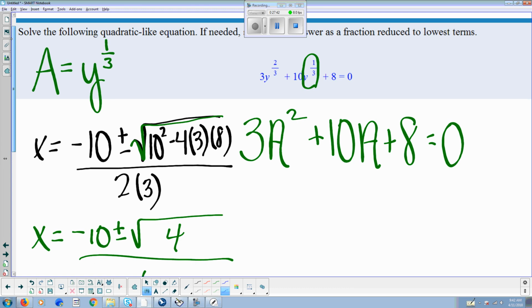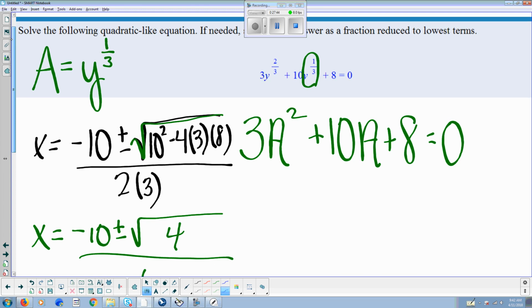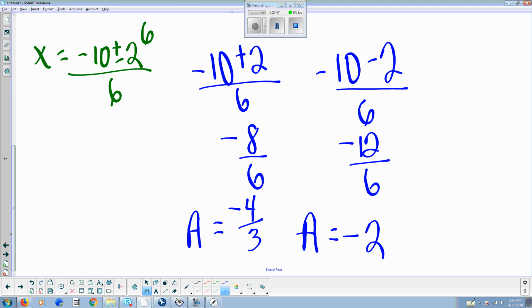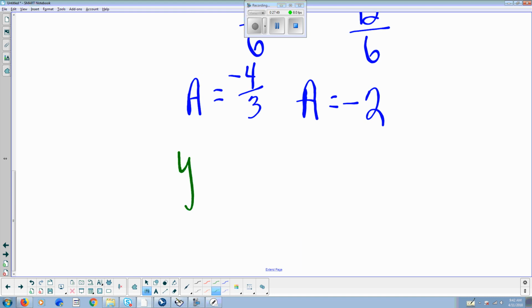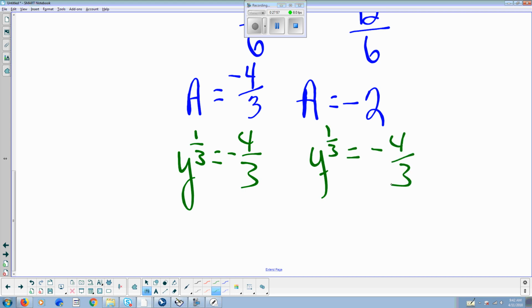Okay? So, since capital A equals y to the 1/3, substitute now. Capital A is really y to the 1/3. Okay, how do I undo the 1/3 power? You are so right. Sorry, that's a negative 2. Thank you. Okay, how do I get rid of a 1/3 power? Cube it. Raise to the 3rd.